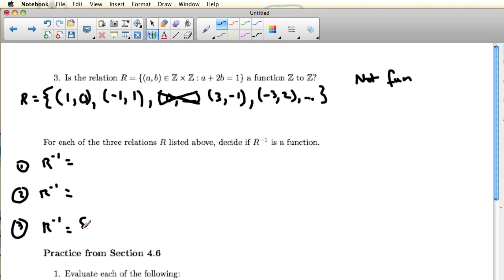So for the third one, R inverse has (0, 1), because that's what we get by reversing the coordinates in this pair. (1, negative 1), that's reversing the second pair. (Negative 1, 3), (2, negative 3). So that's the reverse of all the pairs that I've shown in that example. I'll pause the video here if you want to write down the reverses of the pairs from the two on the previous page.